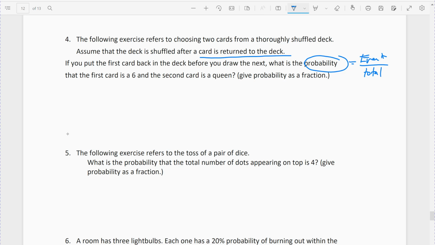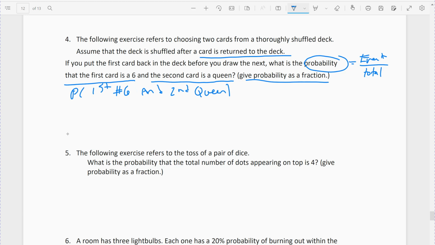So sometimes it's easier to split it up, but we'll see how it goes. Alright, so if you want the first card, give the probability as a fraction. The first card is a 6, and the second card is a queen. Alright, so this one I'm just going to do together. So probability of the first is a 6, and the second is a queen.